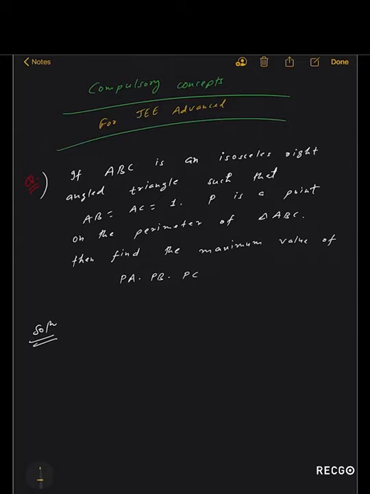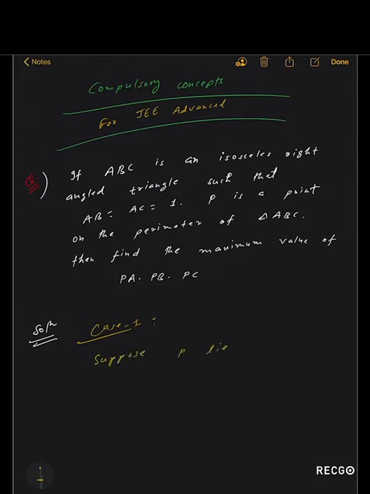The question says that if ABC is an isosceles right angle triangle with AB equal to AC equal to 1, which means AB and AC are equal sides, and P is any point on the perimeter of the triangle, then we have to find the maximum value of PA into PB into PC.